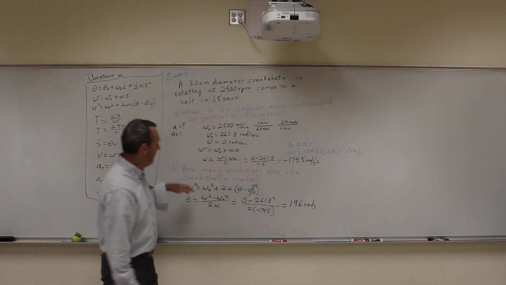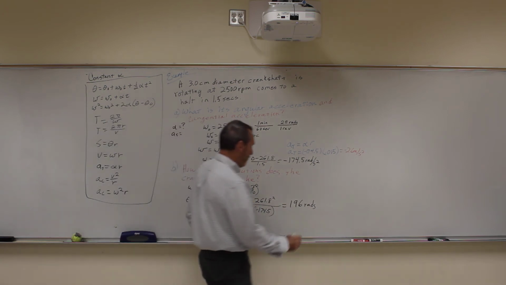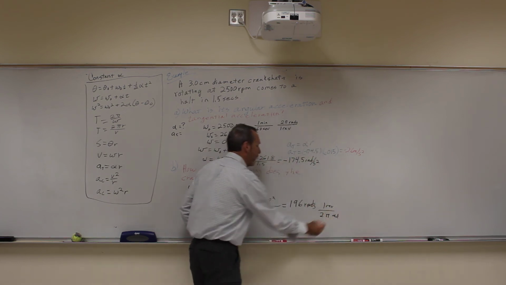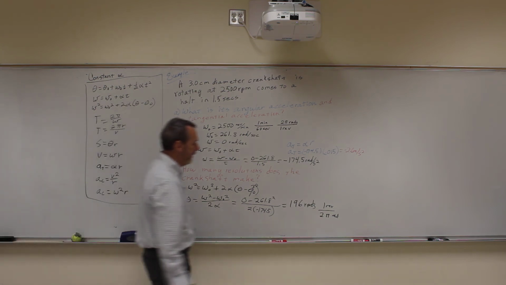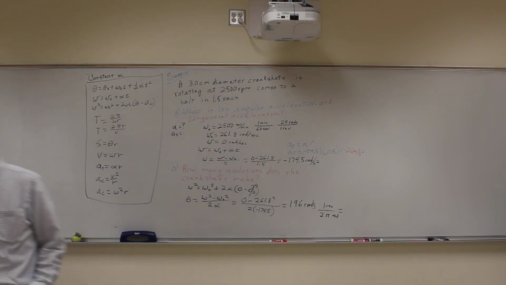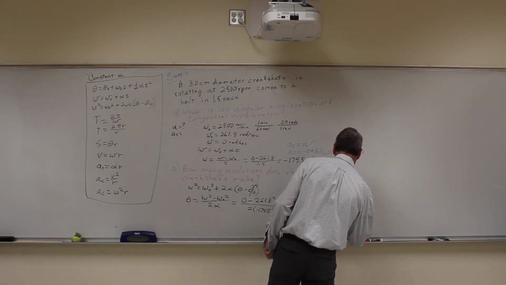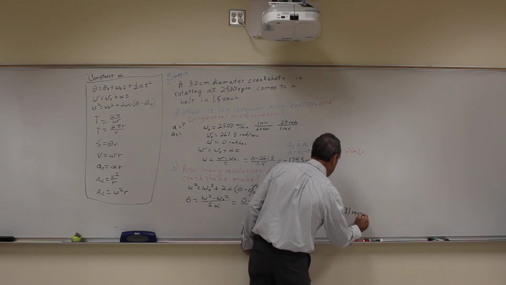But they didn't ask for it in radians, they asked for it in how many revolutions, so I have to convert. But remember, I'm going to put 2 pi radians on the bottom, 1 revolution on the top. The radians will cancel. And so all I have to do is do 196 divided by 2 pi. And that's equal to 31 revolutions. And if I could write, we would have it. There we go, 31 revolutions.